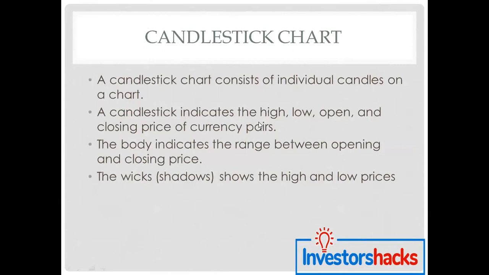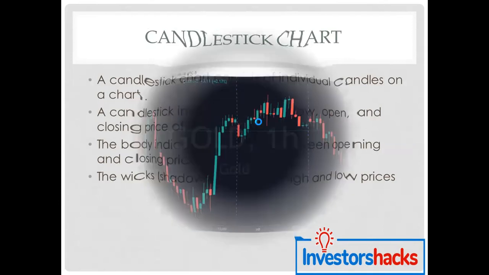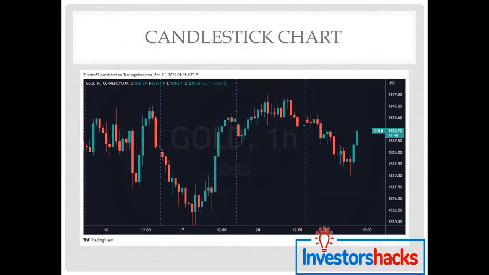We have the candlestick chart, which consists of individual candles on a chart. A candlestick indicates the high, low, open, and closing price of currency pairs, all assets, all securities. The body indicates the range between the opening and the closing price, and the wicks, otherwise called shadows, show the high and the low prices. This is a candlestick chart, and this is a candle, and this is another candle.